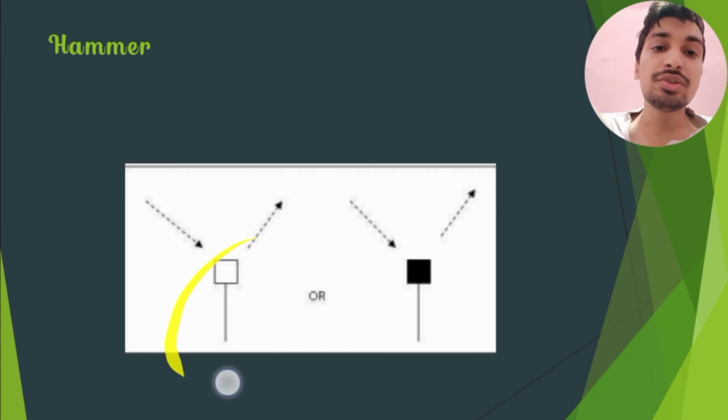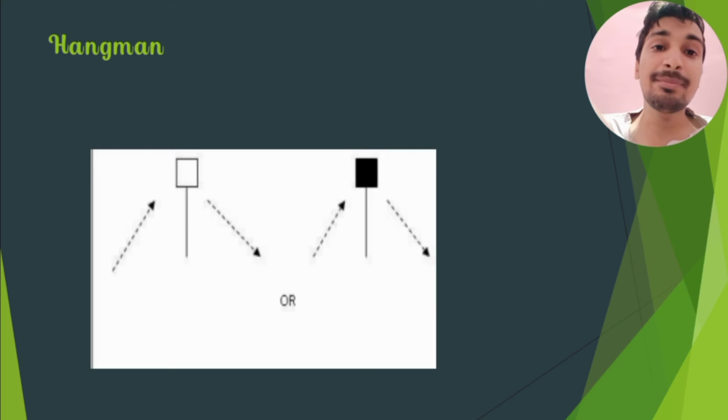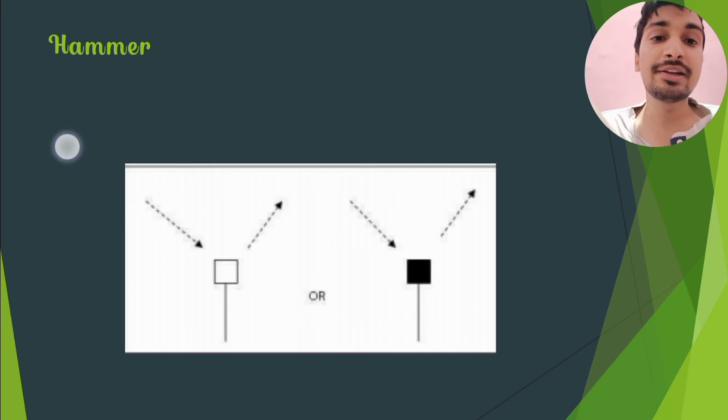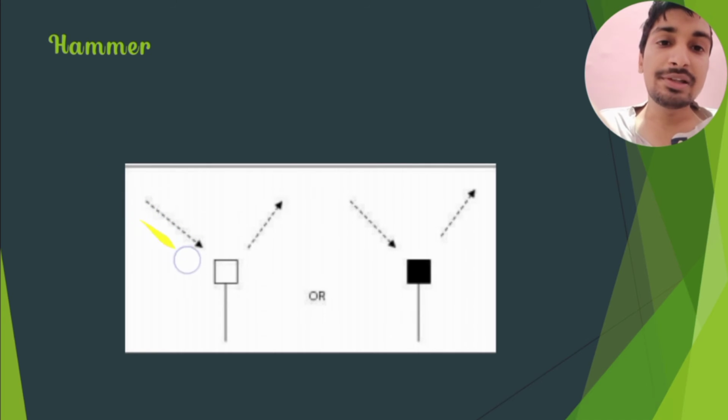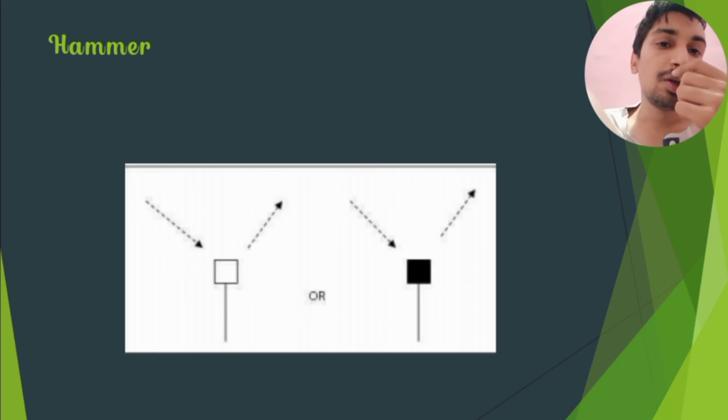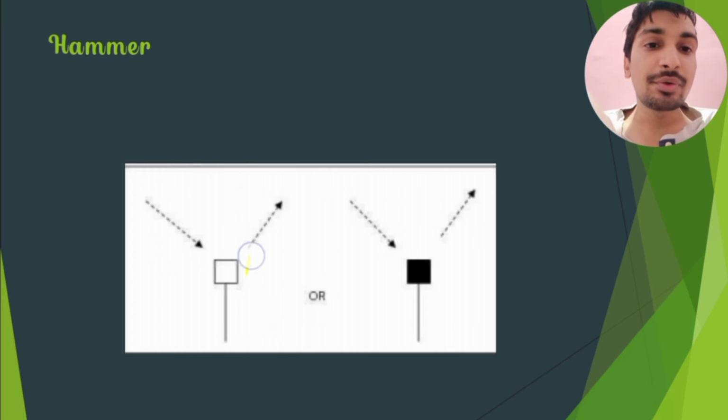Next is a hammer. This is called the hammer, and it is just like a hangman, but it comes below. If a company is falling down, if the market is bearish, and if you find this hammer, there is a chance of the company going upward. There's a chance of change in direction, because the buyers are coming into action, right? The hammer represents that the buyers are strong.